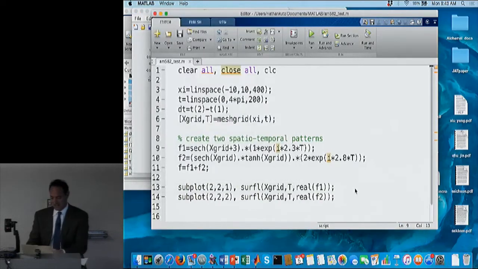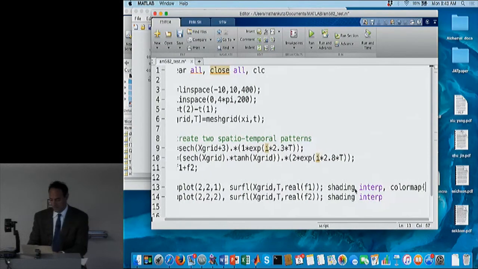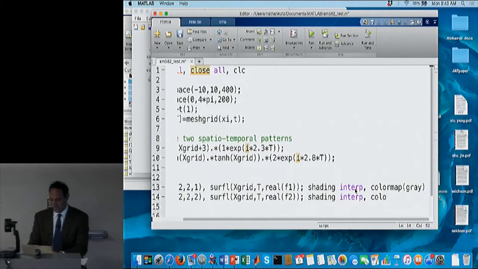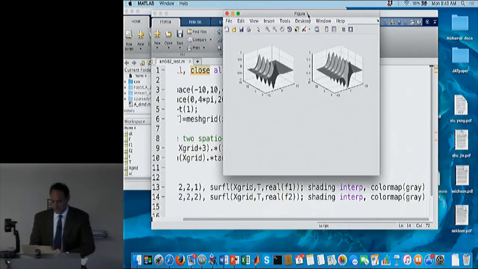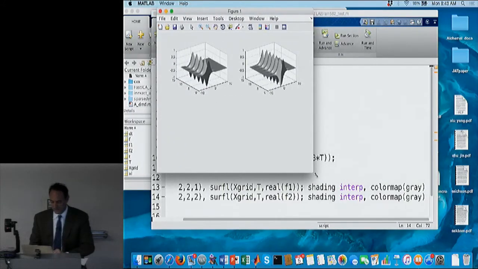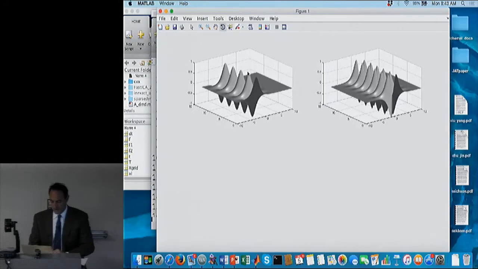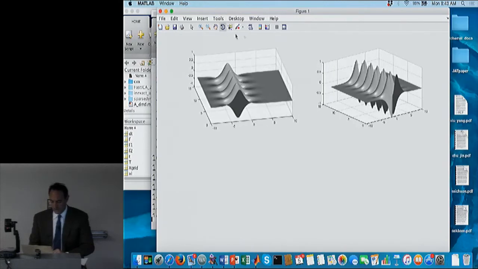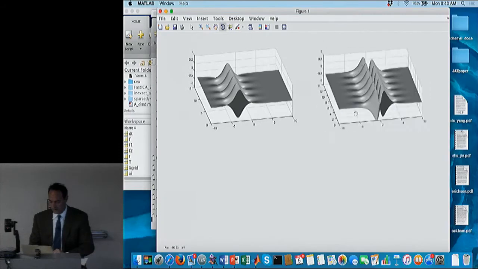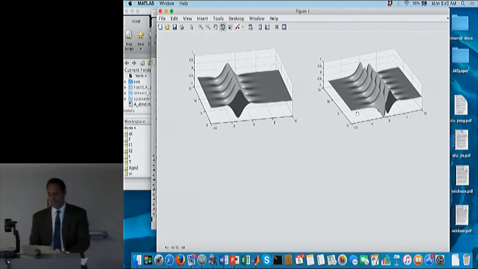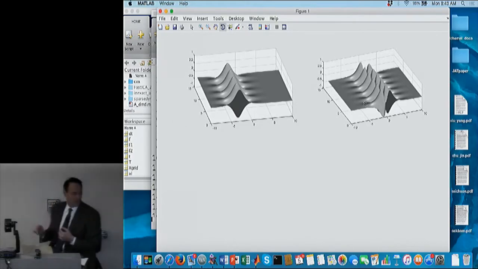All right, that's a little bit, let's do some shading and interp on that. And some color map. Gray. So this kind of gives a nice lit surface. All right, there we go. Here's my two signals. Okay? So there's one of them. There's the other. So they're kind of simple functions. One's a sech, hyperbolic secant. One's a sech tanh. Okay? So all I did is I just made up some things.